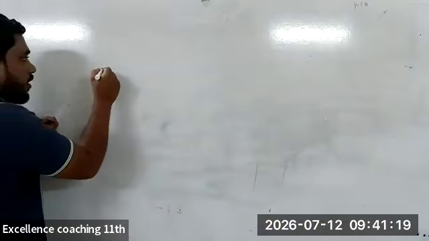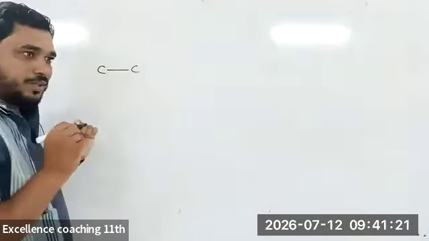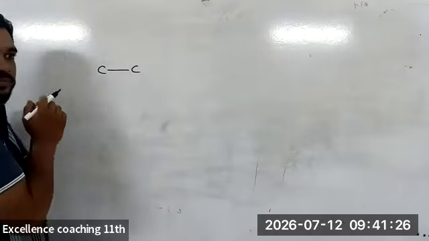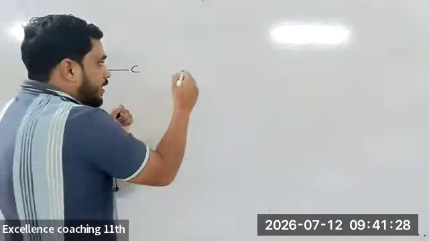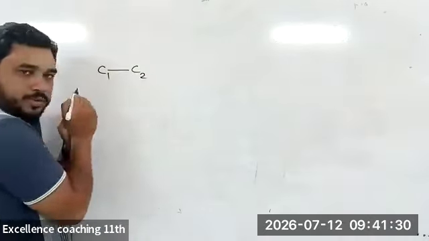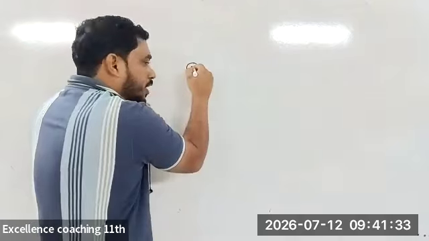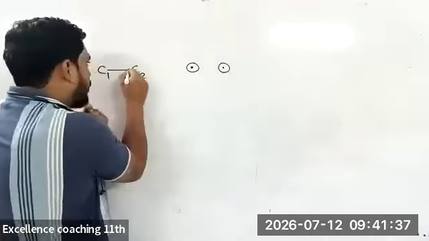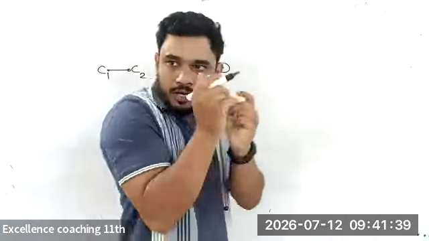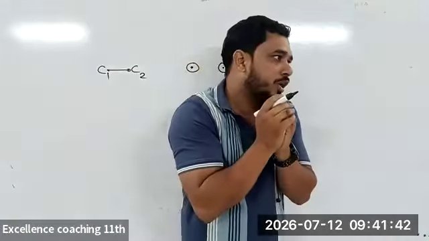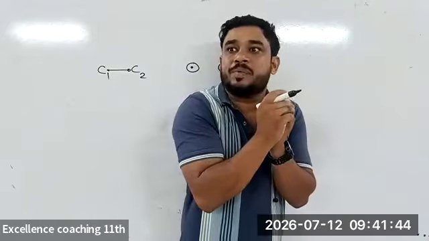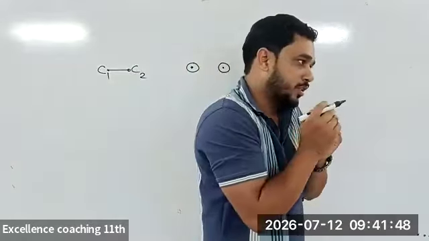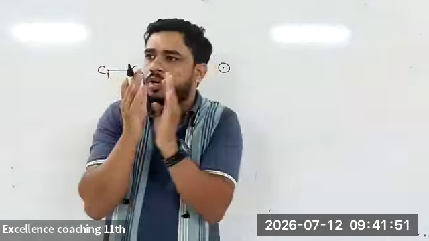See, if carbon and carbon is making a bond, this is a covalent bond. Here is the first carbon and the second carbon. The first carbon has its nucleus, and the second carbon has its nucleus. Both share electrons and make a bond here. If a bond is formed by sharing electrons, that is called a covalent bond. In the fourth chapter, chemical bonding and molecular structure, we will go into detail about covalent bonding.